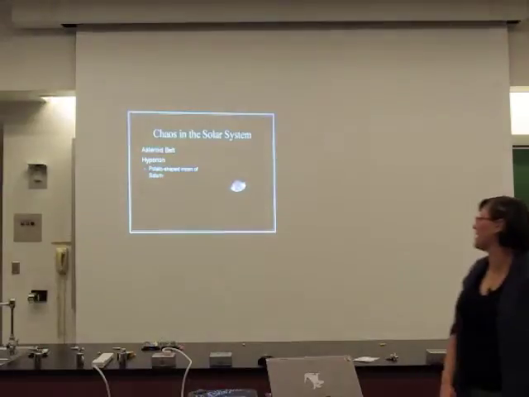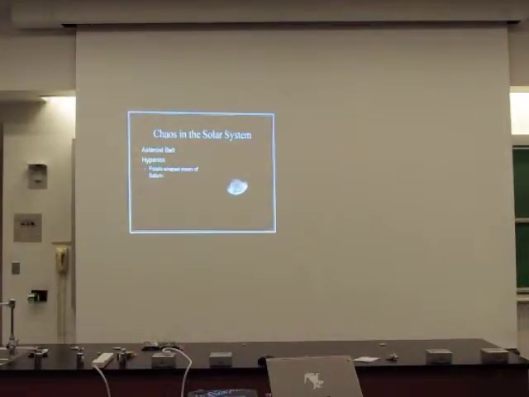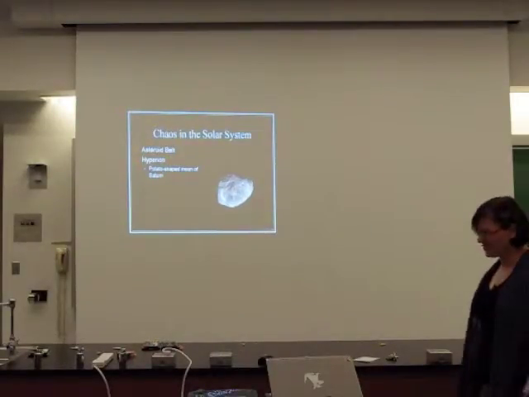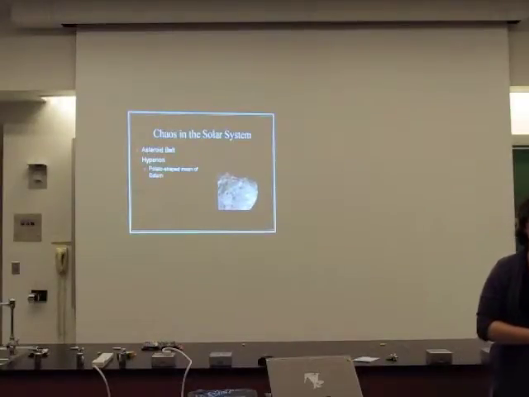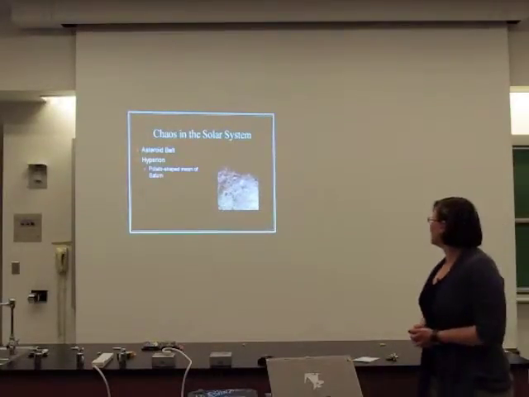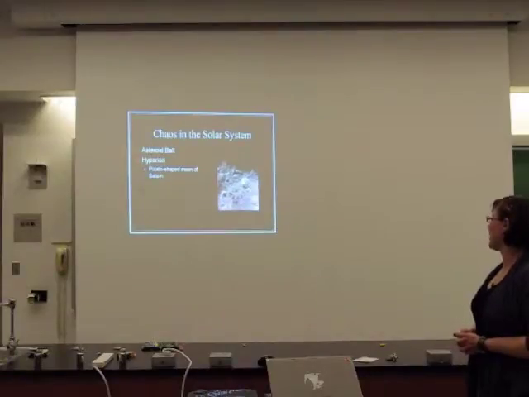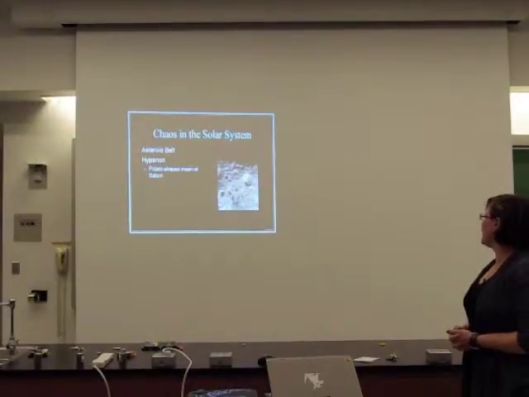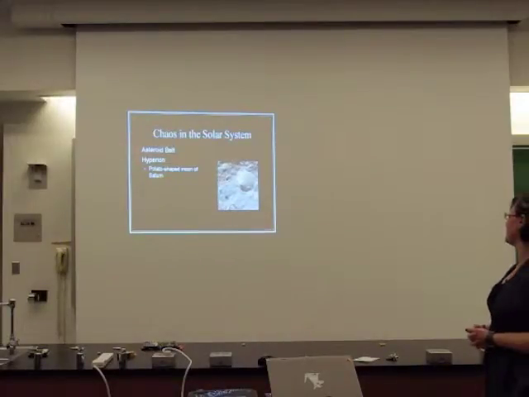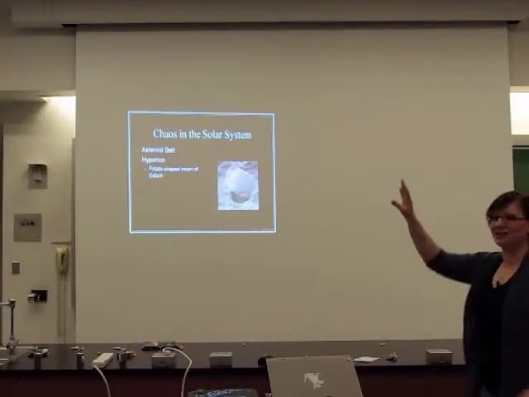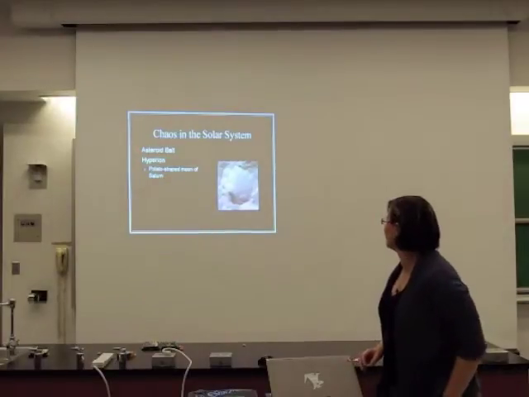Where else can we see chaos in the solar system? Well, we see it in Hyperion. Hyperion is a potato-shaped moon of Saturn. It's a rather small and sort of uninteresting moon in that Saturn has a whole bunch of little moons around it. This is a view from the Cassini spacecraft as it flew by the moon Hyperion on its trip to the outer solar system.